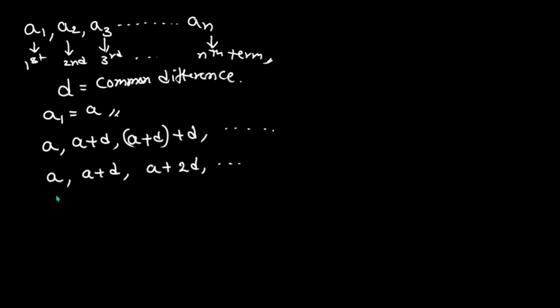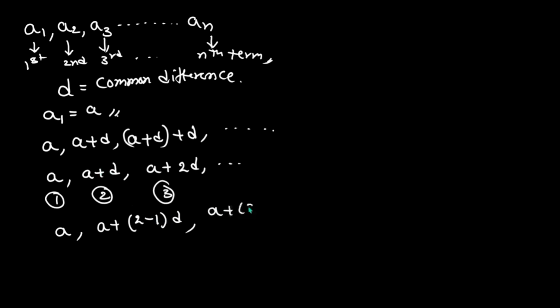So here this is the first term, this is the second term, this is the third term, right? So I'm rewriting these numbers one more time here. A is the first term, right? So, comma, A plus D I'm writing here, this is the second term, A plus 2 minus 1 into D, okay? So that it will become 1D, right? And the third term I'm writing A plus 3 minus 1 into D, okay?